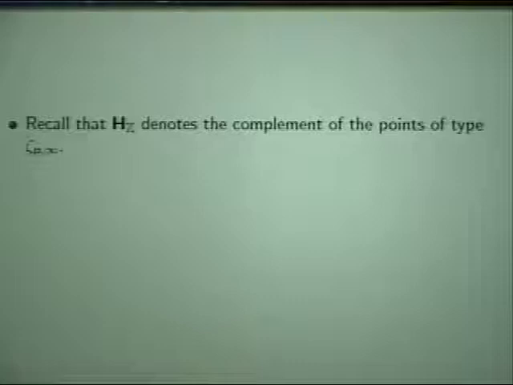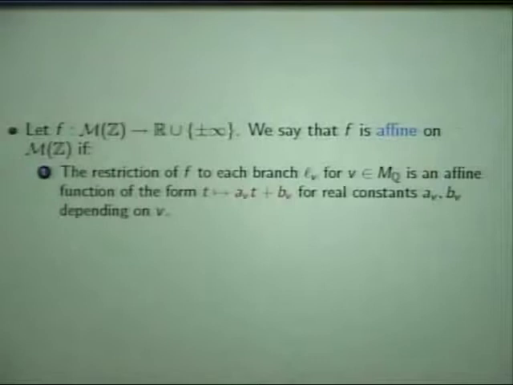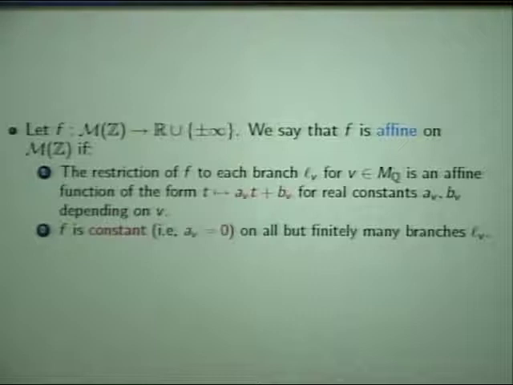So I'll just define at first the harmonic functions should be affine in some sense. So let me say what that means in this context. I'll give a more general definition later. So if you have a real valued function, but maybe it's allowed to be plus or minus infinity at the infinite endpoints of the tree, it's affine if, first of all, its restriction to each branch just looks like t goes to at plus b, where a and b depend on the branch. And I want to require that it's constant on all but finitely many branches, so that the a sub v's are almost all zero. So that's what I'll mean in shorthand by an affine function.